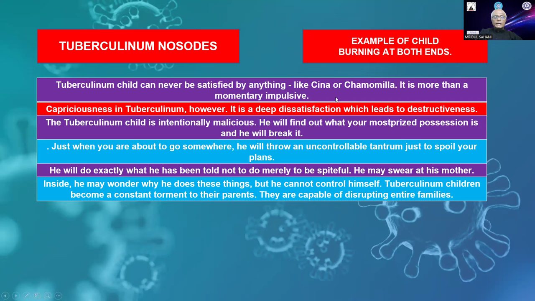They are capricious and impulsive also. Capriciousness in tuberculinum, however, comes with a deep dissatisfaction which leads to destructiveness. The tuberculinum child is intensely malicious. He will find out what your most prized possession is, and he will break it. So they are breaking and shouting in nature. Every type of anger reflection is there. Just when you are about to go somewhere, he will throw an uncontrollable tantrum just to spoil your plan. He will do exactly the opposite of what you intend to ask him.